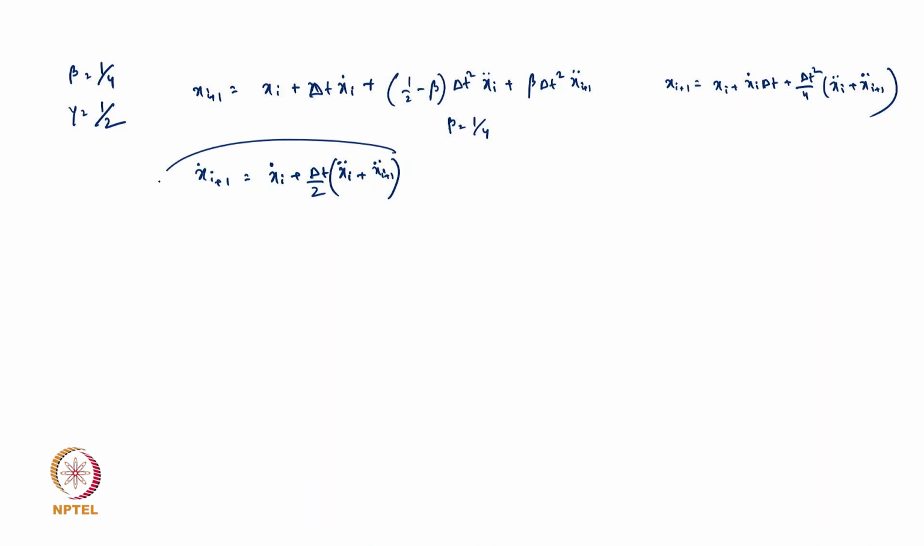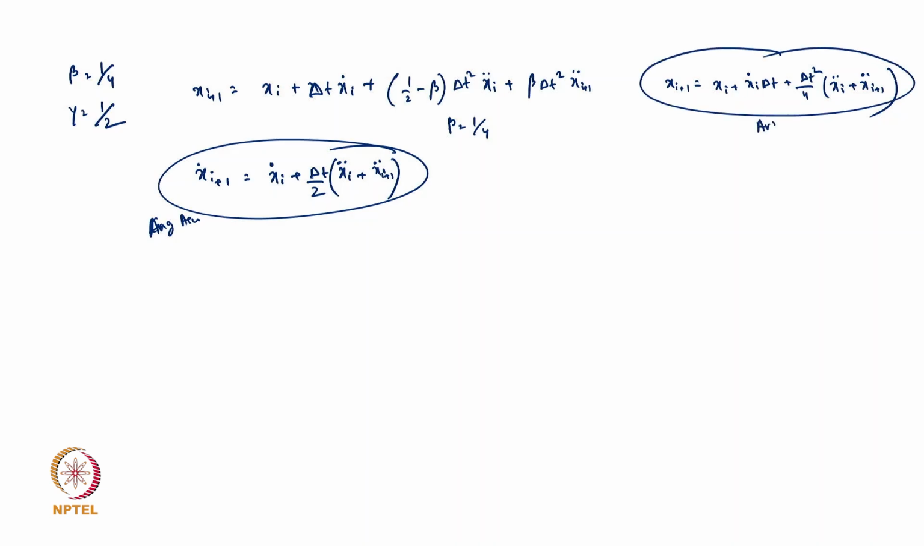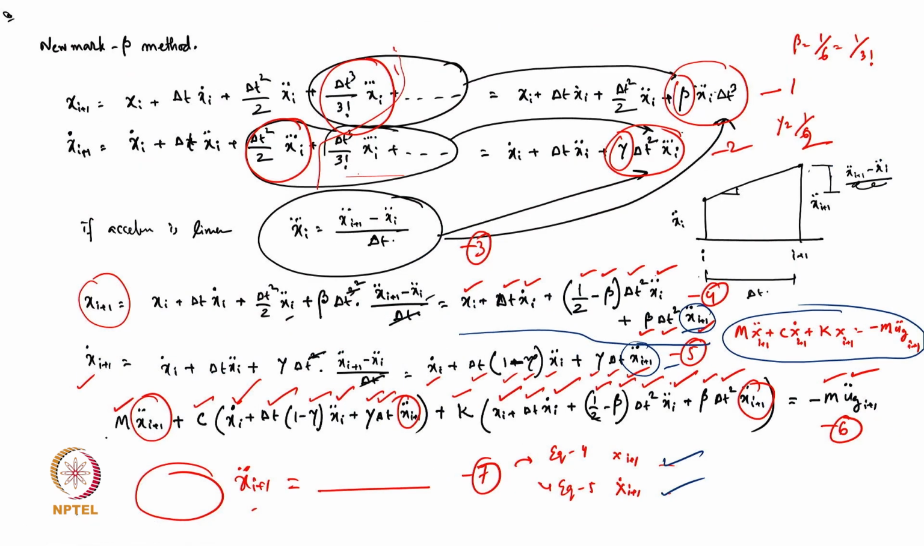So this is from the constant acceleration. This is from the average acceleration, AVG acceleration. This is also from AVG acceleration. So now if I also write down this one, delta t into 1 minus gamma and gamma into this. Okay, nice.